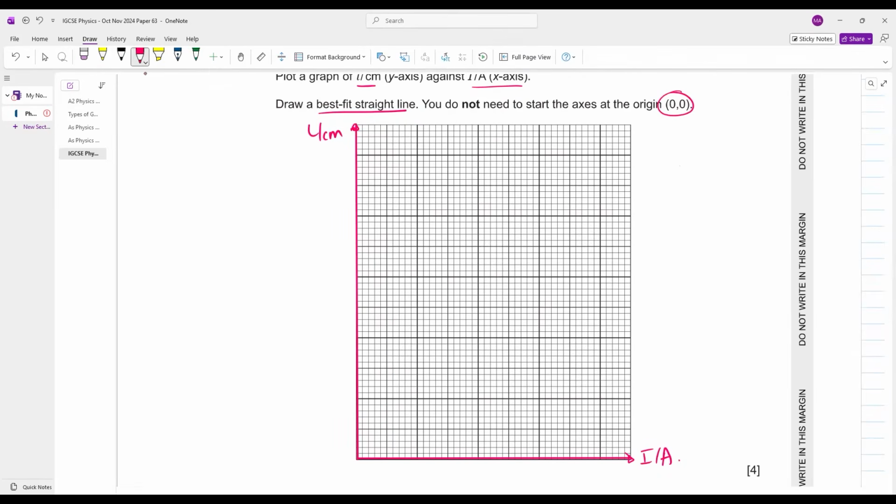Let's start with the value of 20, 30, 40, 50, 60 and 70. I think that will do the job.